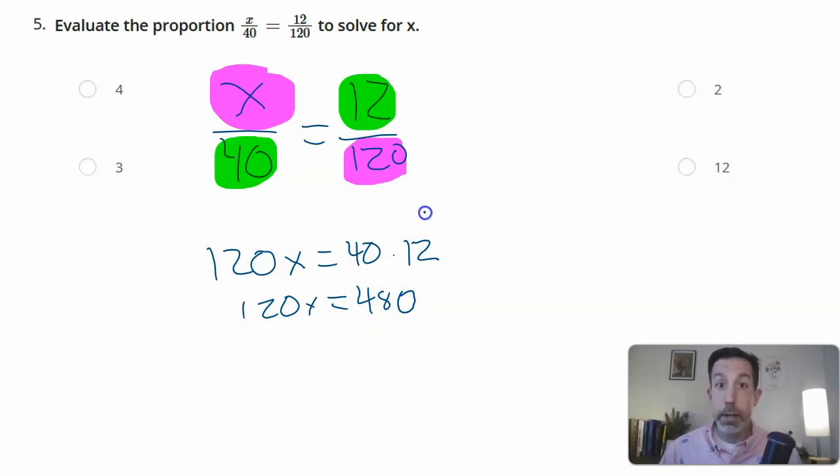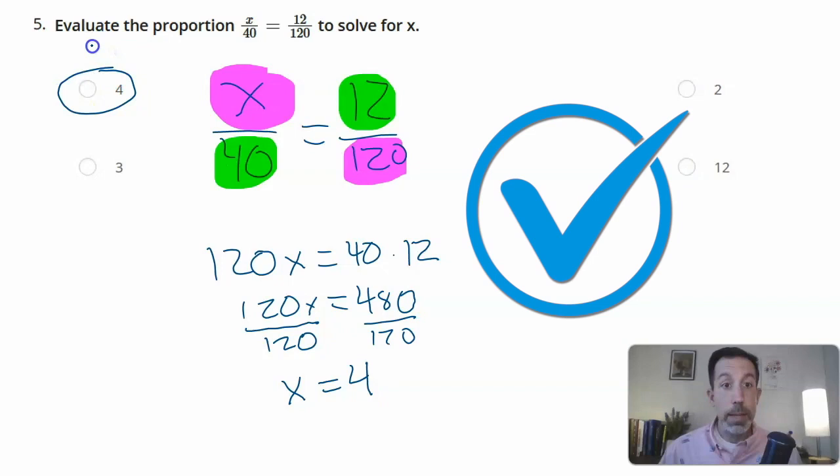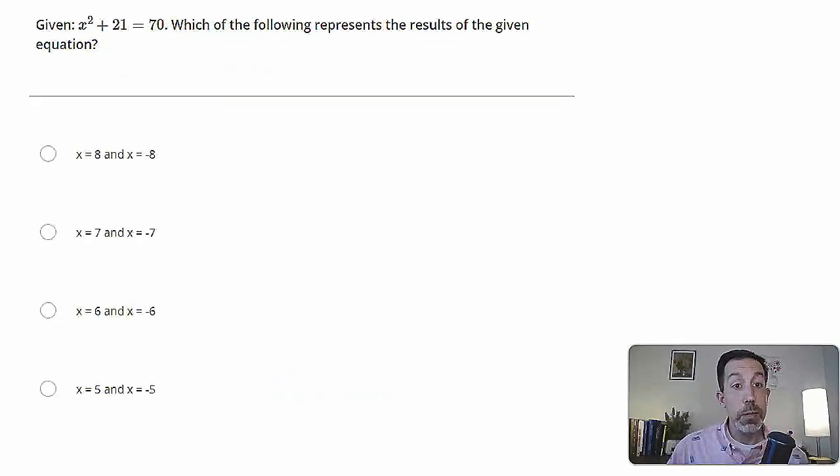And reminder, do not do that math in your head. Use the calculator that the Praxis test will give you. So it's an online calculator. Do it like that. And then to get x on its own, we divide both sides by 120. And again, using the calculator, I get x equals 4, which, there you go. That's the right answer.